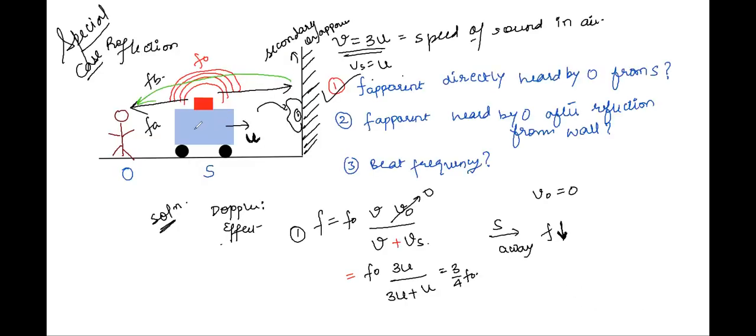So what is the source of the sound for the wall? This car, the vehicle, right? What is its velocity, Karuna? U. So we will assume that this wall is moving with velocity U towards the observer, the man. And this wall is serving as the secondary source, or the apparent source, of sound. Are we clear with this, Karuna?